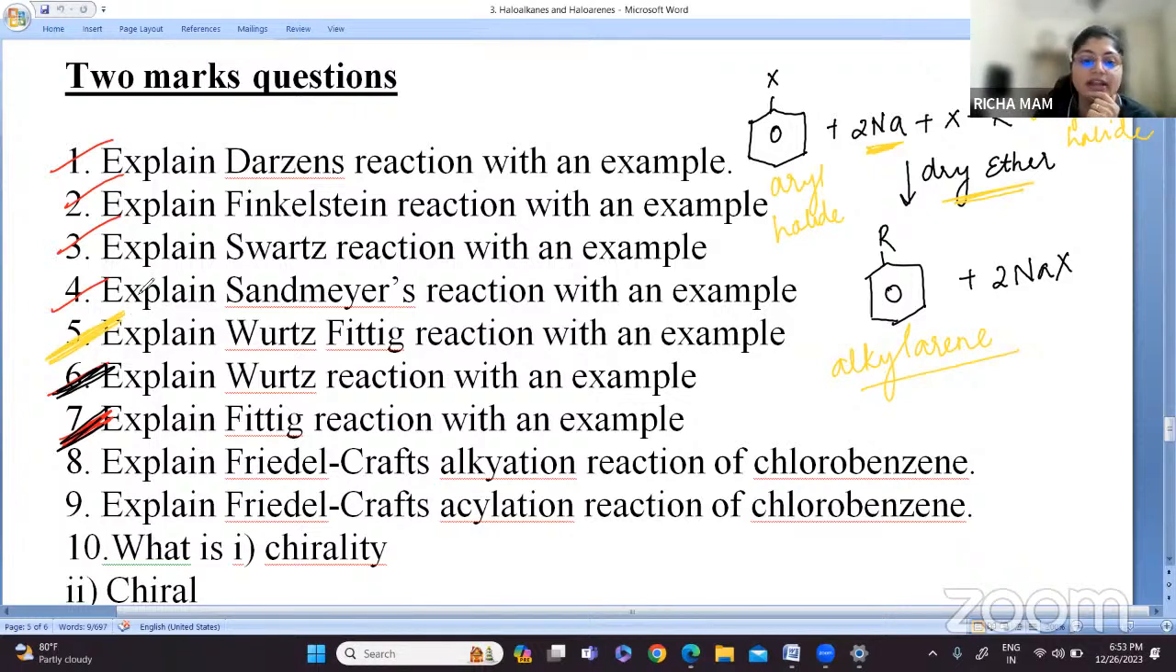So in Wurtz reaction, we are taking two molecules of alkyl halides. In Fittig reaction, we are taking two molecules of aryl halides. In both the conditions, we are reacting with sodium metal in the presence of dry ether. But in Wurtz-Fittig reaction, we are taking one alkyl halide and one aryl halide, heating it with sodium metal in the presence of dry ether, and what we obtain is alkyl arene. So this is the Wurtz-Fittig reaction.